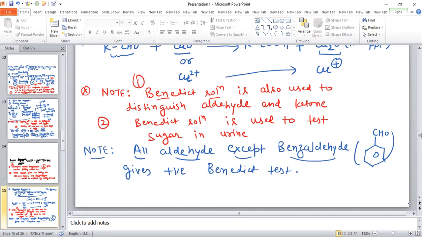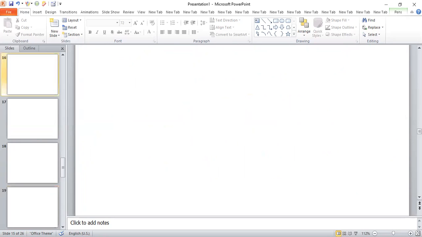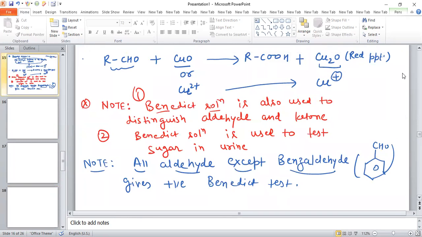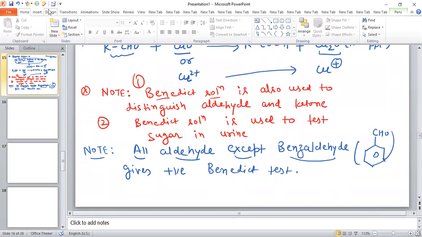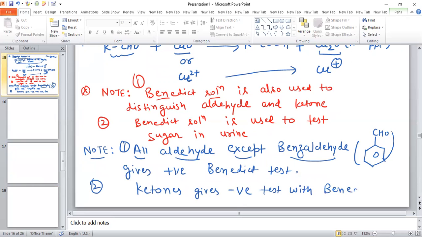And also ketones give a negative test, like in the case of Fehling's solution, where ketones also give a negative test. So you can write this in point number 2: ketones give negative tests with Benedict solution.